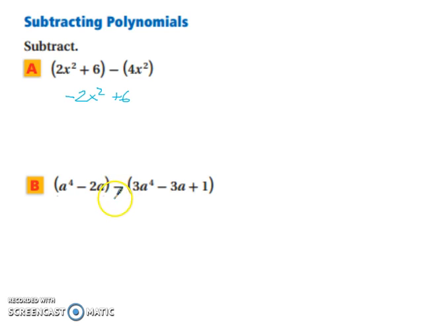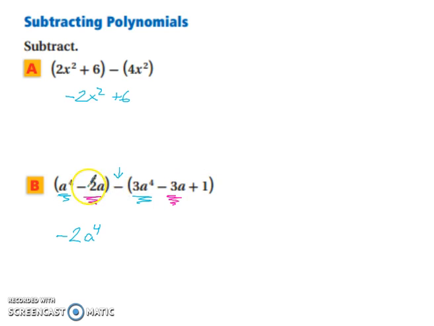This is where it gets a little tricky. You have a binomial and you're subtracting this entire trinomial. So you have a to the fourth and 3a to the fourth. You have a minus 2a and a minus 3a here, and this 1 doesn't really go with anything, so it's on its own. Well, we have a to the 4th minus 3a to the 4th, which leaves you with negative 2a to the 4th.